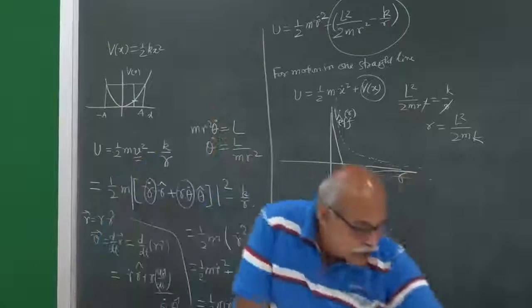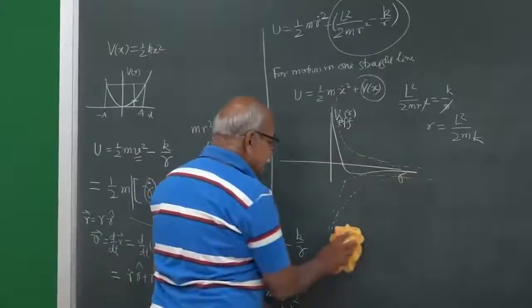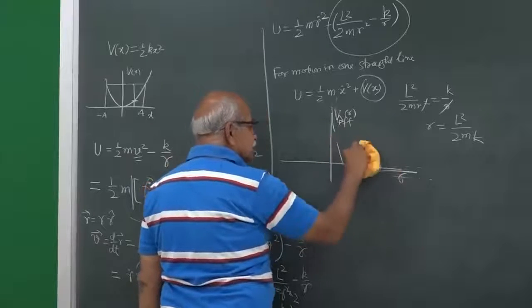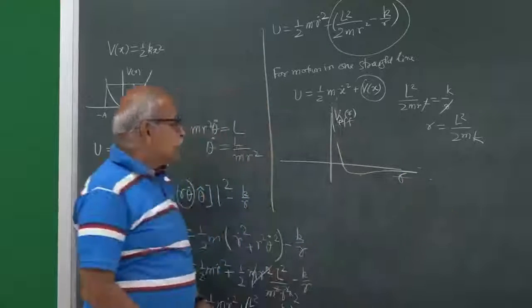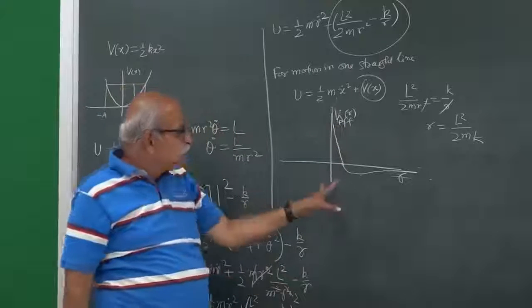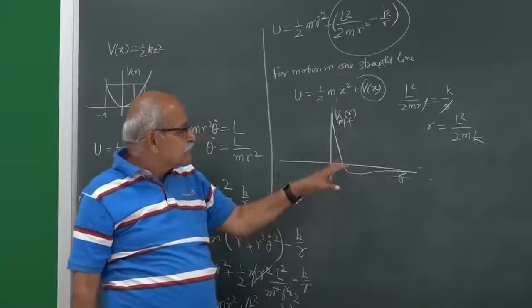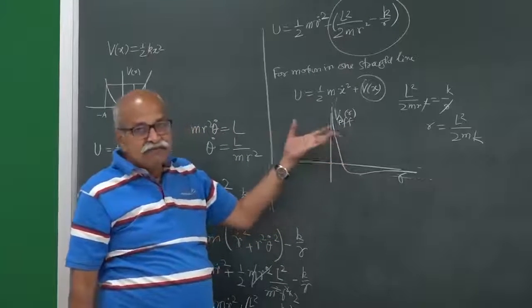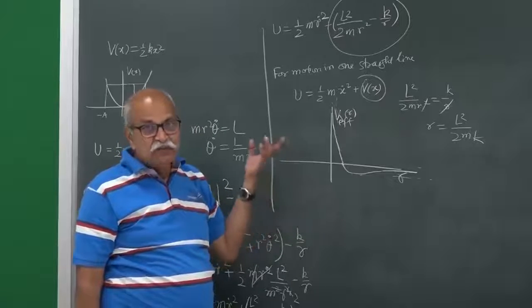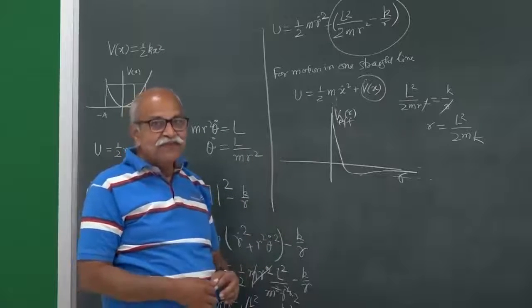So, now I can remove these dotted ones. This is my V effective, and from this diagram, from this shape, we can derive certain information about this inverse square attractive central force motion that we will do next time.